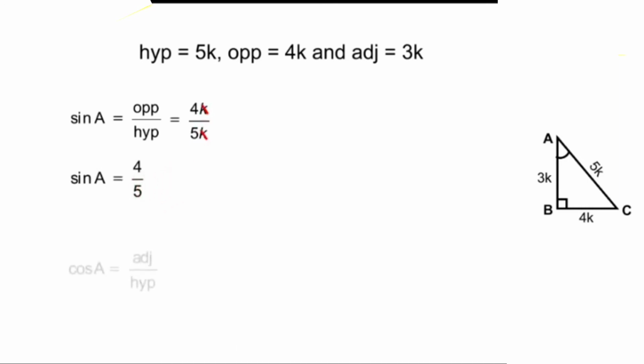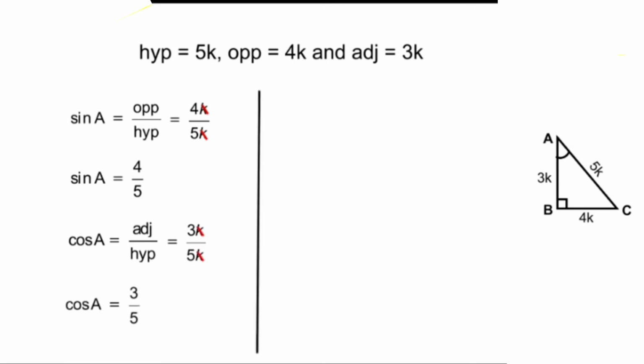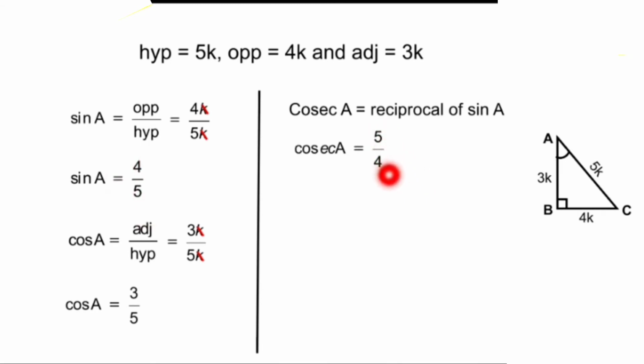Next, cos A is defined as adjacent side by hypotenuse, which is equal to 3k by 5k. Now let us cancel k from both the numerator and the denominator. Then we get cos A is equal to 3 by 5. Next, children, we know that cosecant A is the reciprocal of sin A. So, let us take the reciprocal of 4 by 5. Then we get cosecant A is equal to 5 by 4.